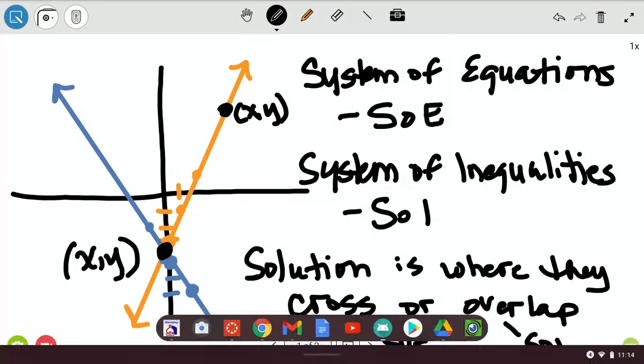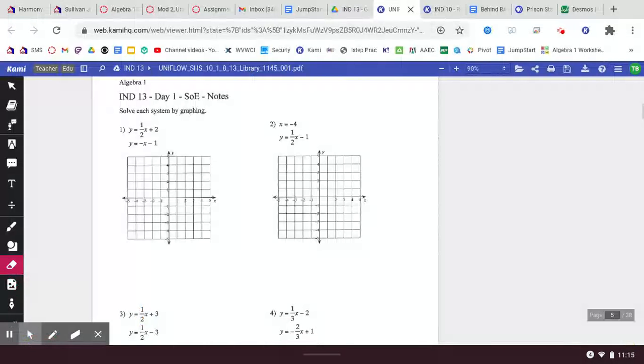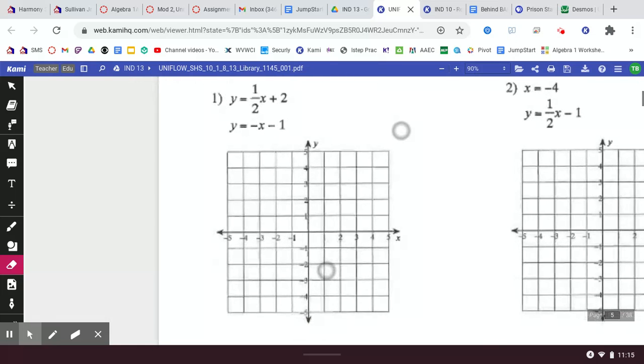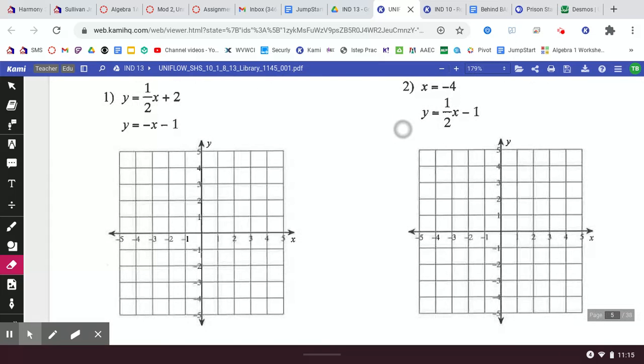All right, so I want to do some examples. And so we're going to start out by doing this example. So you're going to give yourself kind of a rough graph on your notes. I'll give you a minute to sketch that out. Don't get too particular. Just give yourself a graph.